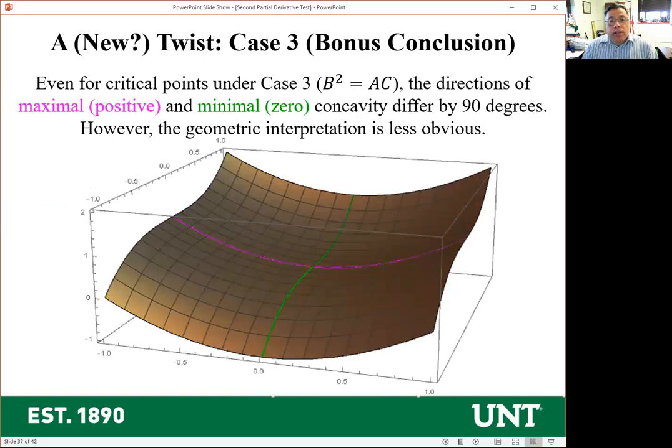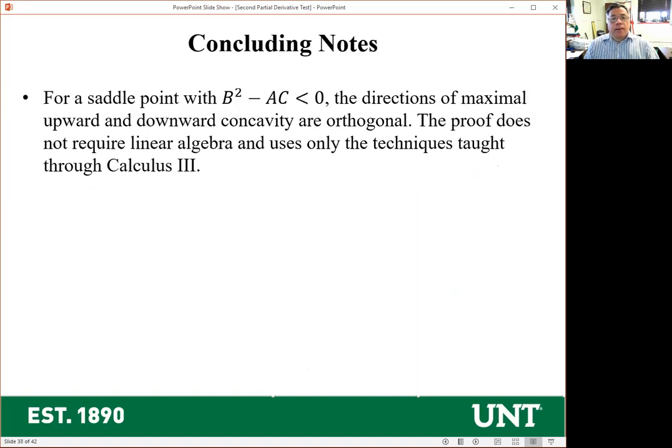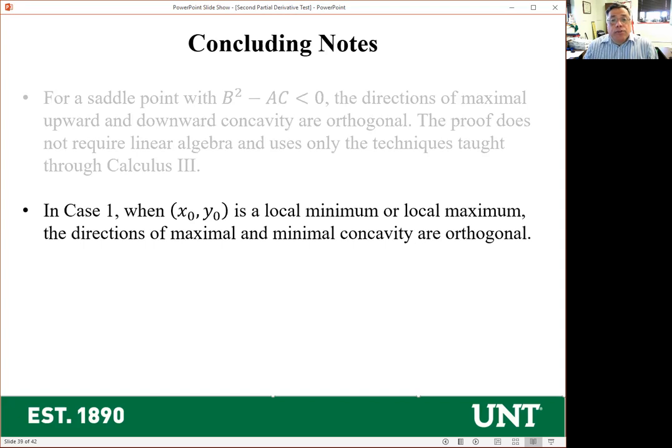And we can actually make a similar conclusion for case 3, the ambiguous case. In case 3 for the picture, the maximal concavity is positive, but the minimal concavity is 0. I have 0 concavity at the saddle point. Unfortunately, the geometric interpretation is less obvious for case 3. We conclude that for a saddle point with b squared minus AC is less than 0, the directions of maximal upward and maximal downward concavity are orthogonal. The technique of the proof does not require linear algebra and only requires calculus 3 and also some ideas from trigonometry. And we can make a similar conclusion for local mins and local maxes under case 1.